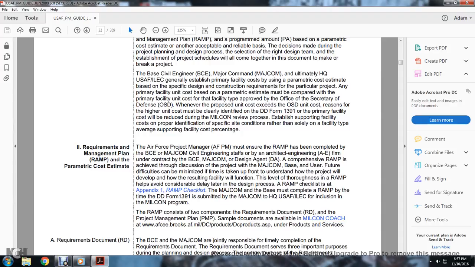The requirements management plan checklist is at Appendix 1 of the RMP. A checklist for the major command and the base must be completed with the requirements management plan by the time the Department of Defense 1391 is submitted to the major command headquarters of the U.S. Air Force Civil Engineering for inclusion in the military construction program. The RMP, or requirements management plan, consists of two components: the requirements documentation and the project management plan. Sample documentation is available in the military construction products at AFCEE Brooks AFB.